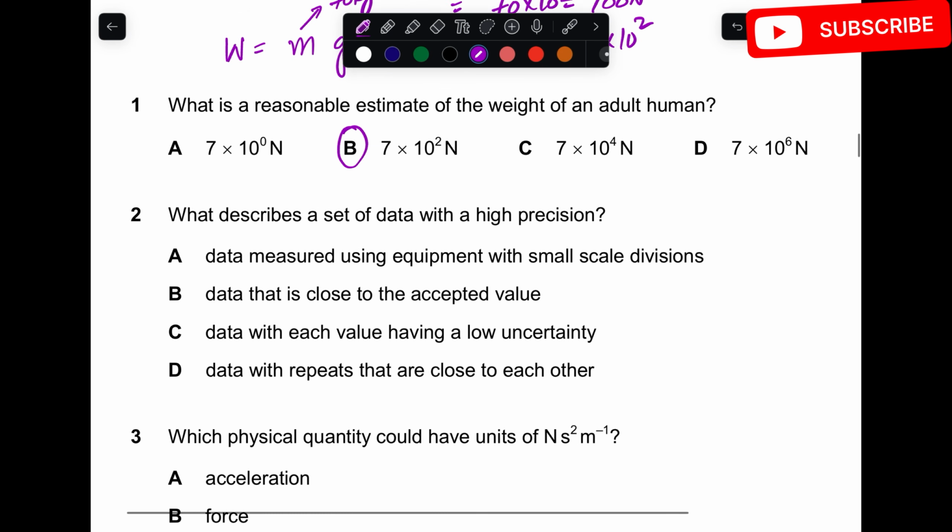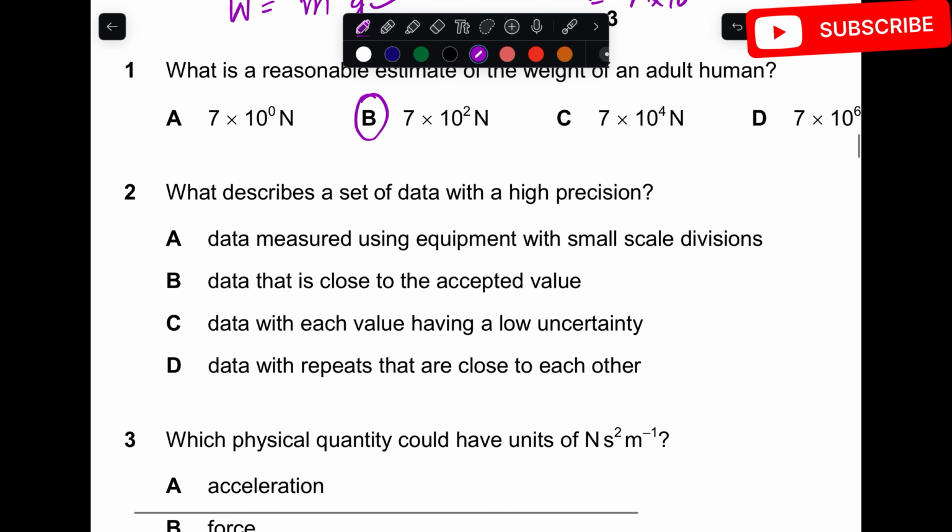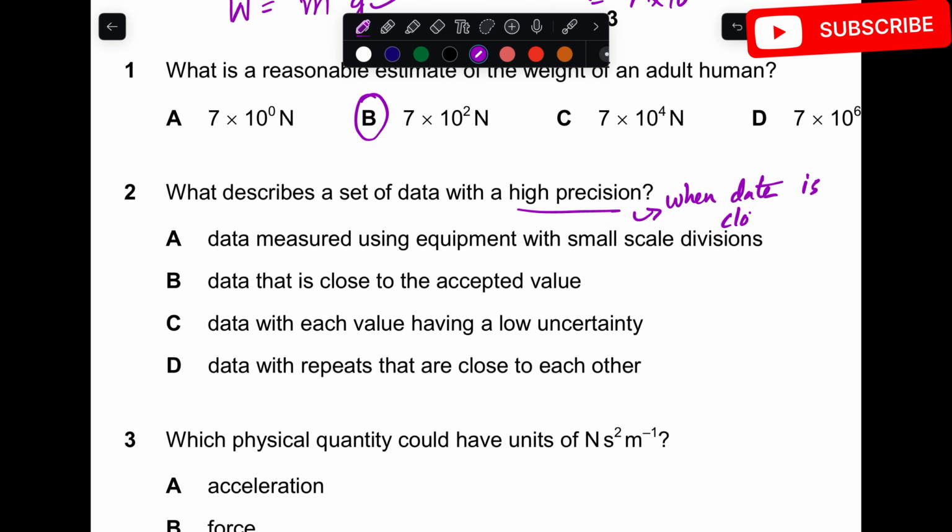In question 2, what describes a set of data with a high precision? So high precision is when data is close to each other. That is called more precise data. Okay, so it's option D that is correct.